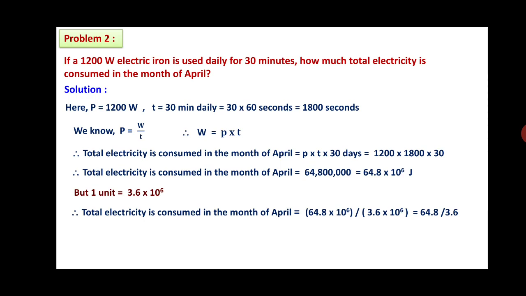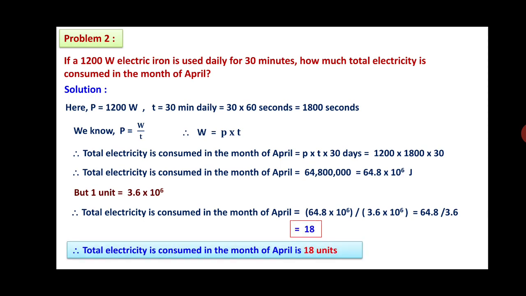10 to the power 6 in the numerator and denominator get cancelled. Therefore 64.8 upon 3.6, and that will be 18. Therefore total electricity consumed in the month of April is 18 units. Let us discuss problem number 3.